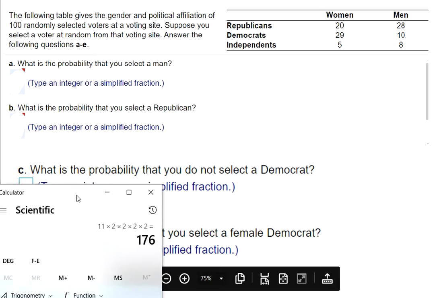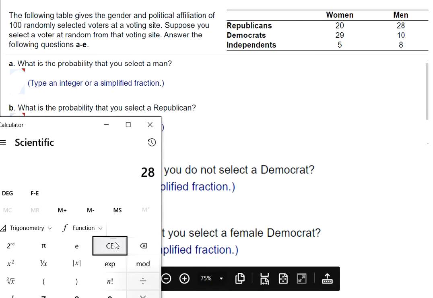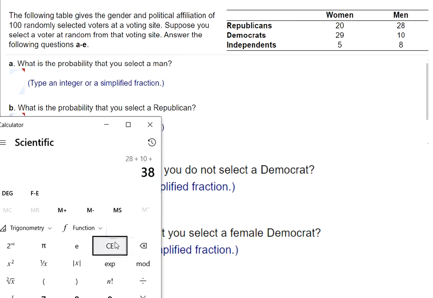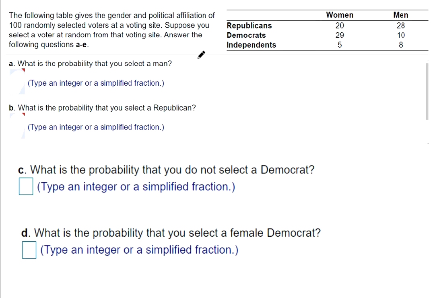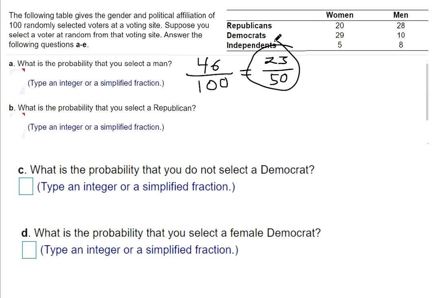So the number we're interested in is the number of men. So there's 28 men that were Republicans, 10 that were Democrats, 8 that were independents. So there's 46 men out of a total of 100 people. They want it as a simplified fraction, so look, those both are even numbers, so divide the top by 2 and the bottom by 2, and that's as low as we can go. So that's the probability that we select a man.